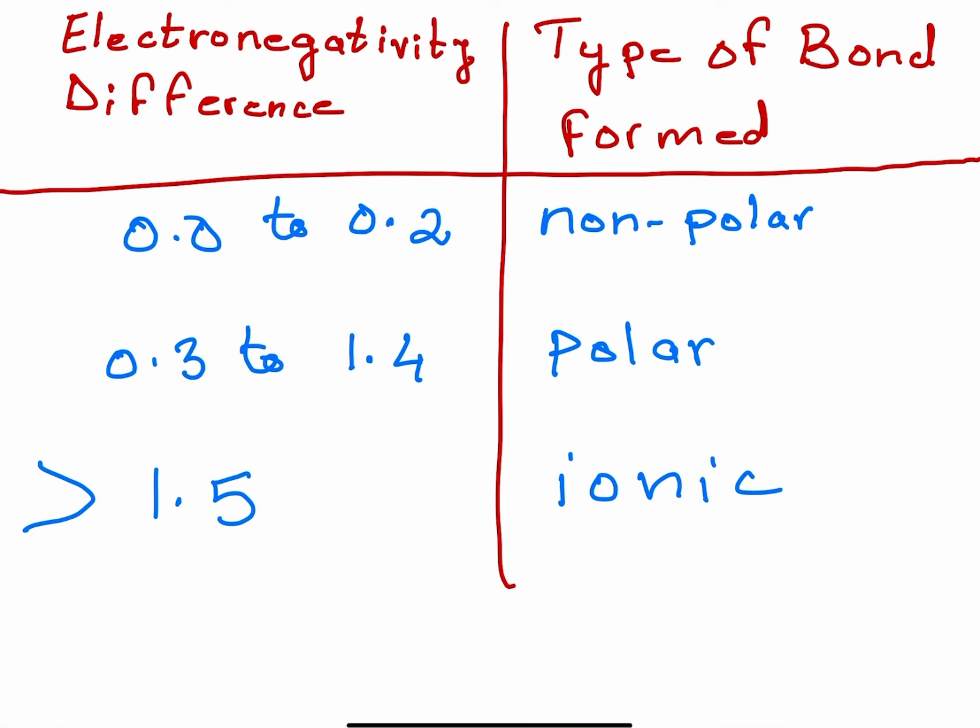Now, if you look at this table, if the electronegativity difference between two elements is 0 to 0.2, the type of bond formed will be a non-polar covalent bond. If the electronegativity difference is 0.3 to 1.4, it will be a polar covalent bond. And if the electronegativity difference is greater than 1.5, then it will be an ionic compound.